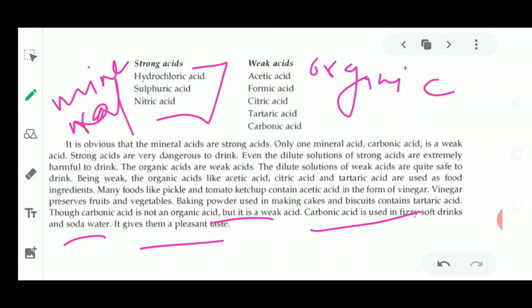So whenever you drink a bottle of cold drink, you will see that it has a fizzy appearance. It means many bubbles you can see. These bubbles provide the fizzy taste to these soft drinks. Soda water also contains carbonic acid in it. That is why it gives you a fizzy appearance. So it gives a pleasant taste, but it is not good for your health. Drinking acid is not good for your health, so please remember.